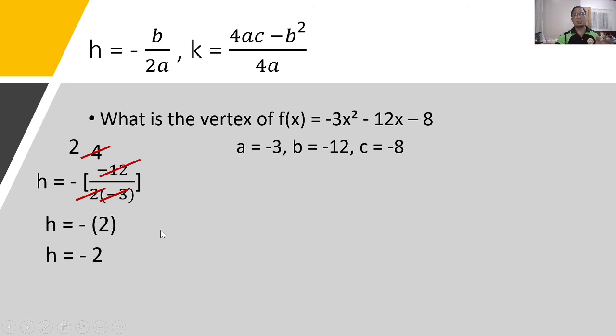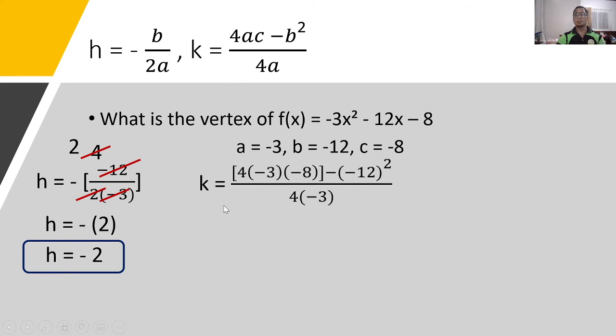So meron na po tayong kaagad pagdating po natin sa value dun sa vertex natin. We got the coordinate para sa x. Okay? This one. So after that, all we have to do now is to look for the value of k. Eto. Again, ito yung 4. What is the value of a? Negative 3. What is the value of c? Negative 8. Sa paglalagay natin, kasama pa rin po yung sign nila.